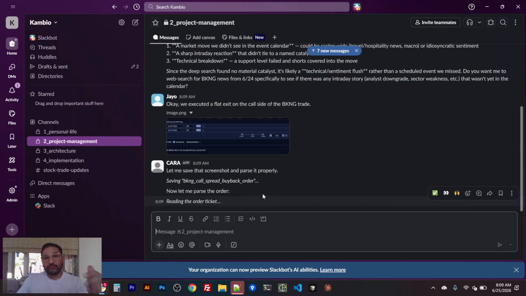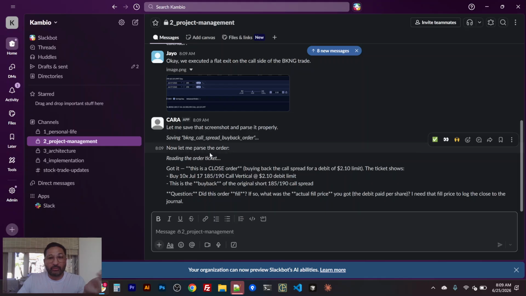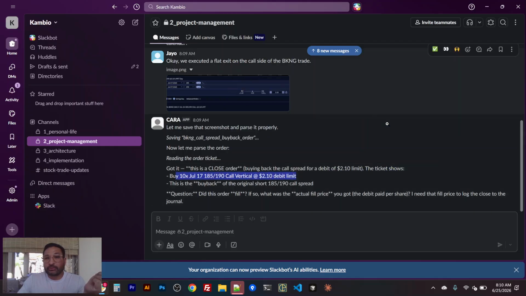So she's saving the screenshot. She's reading it. So we got a buyback order, right? That's basically a flat exit. Call spread buyback order. There's a close order, we're buying back. Okay, so we're doing a debit. Yeah, 210, is that right? 210? Yep, 10 contracts. Did this order fill yet? No, it didn't. So she shouldn't be asking me did this fill. She should know it's not filled yet because I have to send the fill screenshot.